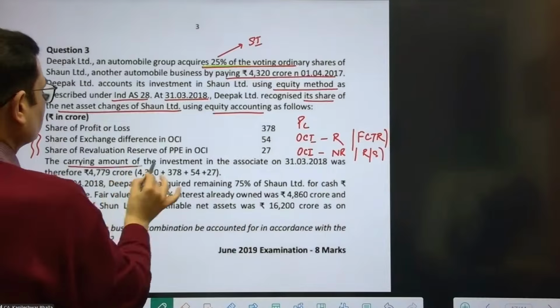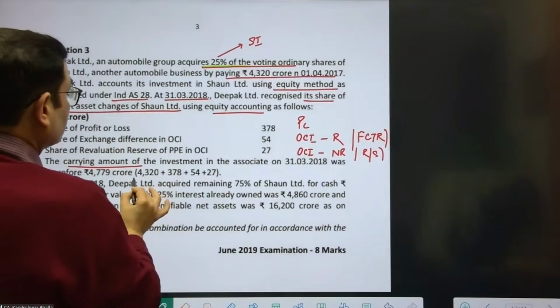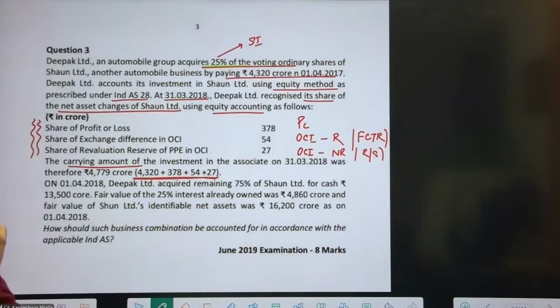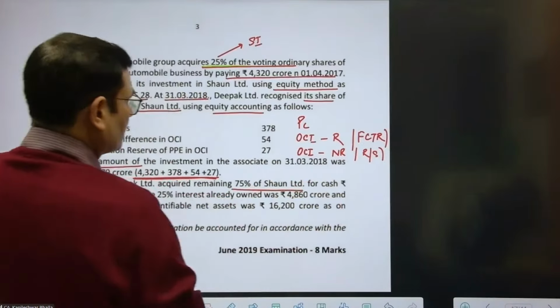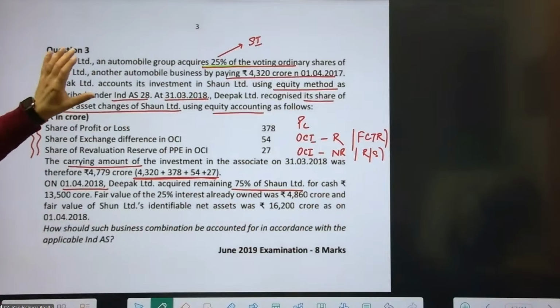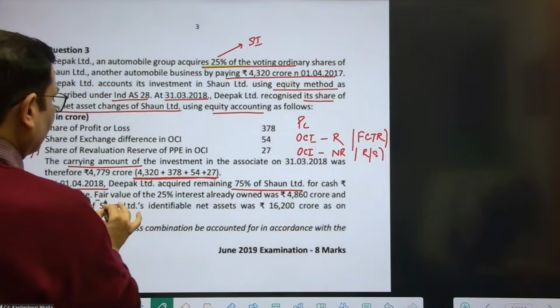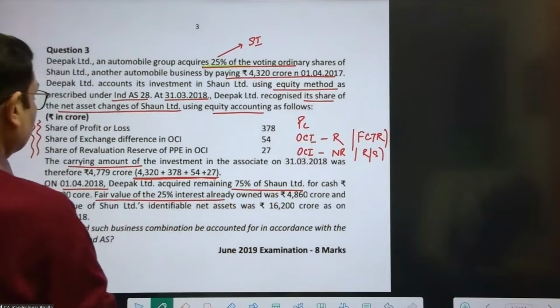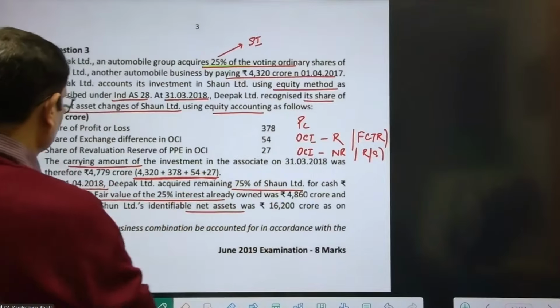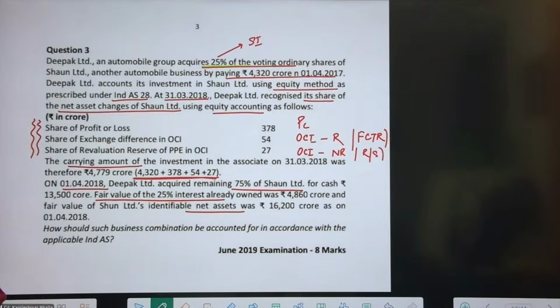Then he says the carrying amount of the investment at the end of the year. So they've taken the sum total of all these changes, and that's the value in the books of accounts on the balance sheet date. Then he says on 1st April 18, Deepak acquired the remaining 75%. So it's a step acquisition. You already had a 25% stake, you acquired another 75% stake in the company. And then it says for a cash consideration, the fair value of the 25% already owned is given, and the fair value of the net assets is also given. How should the business combination be accounted for in accordance with the applicable Ind AS?